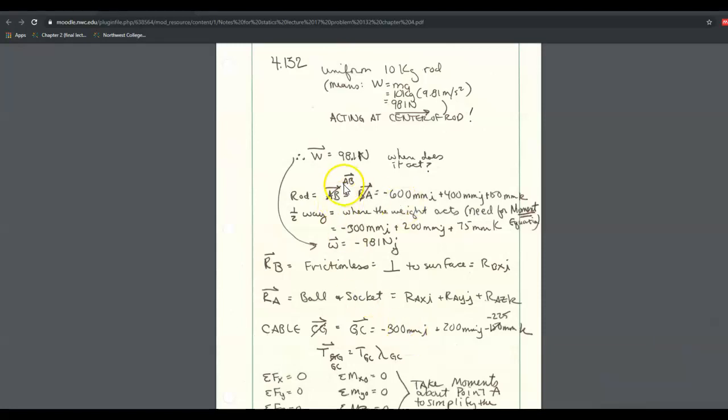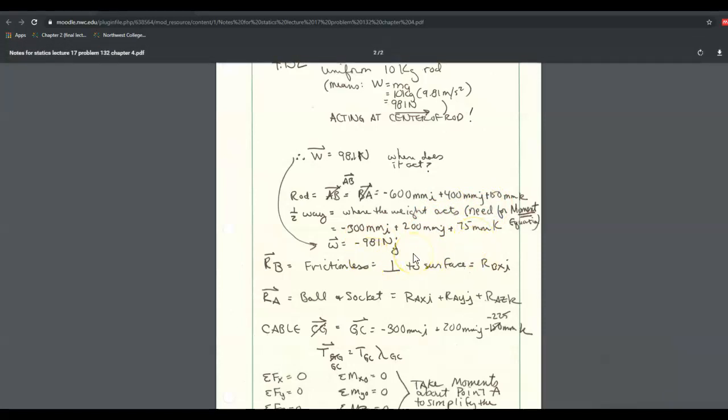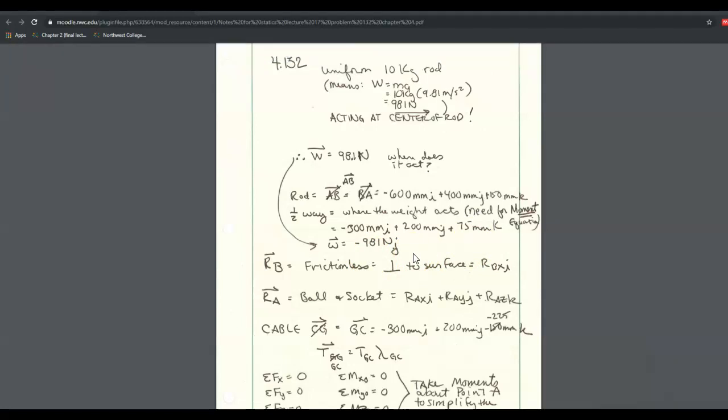So the rod from A to B goes 600 millimeters in the X direction to the left. It goes 400 millimeters in the Y direction up, and it goes 150 millimeters in the K direction out of the page. So halfway is exactly half of each of those measurements. 600 divided by 2 is 300, 400 divided by 2 is 200, 150 divided by 2 is 75. And we know that the weight, because it acts in the purely vertical direction, is, and I have 981, it should read 98.1 newtons.